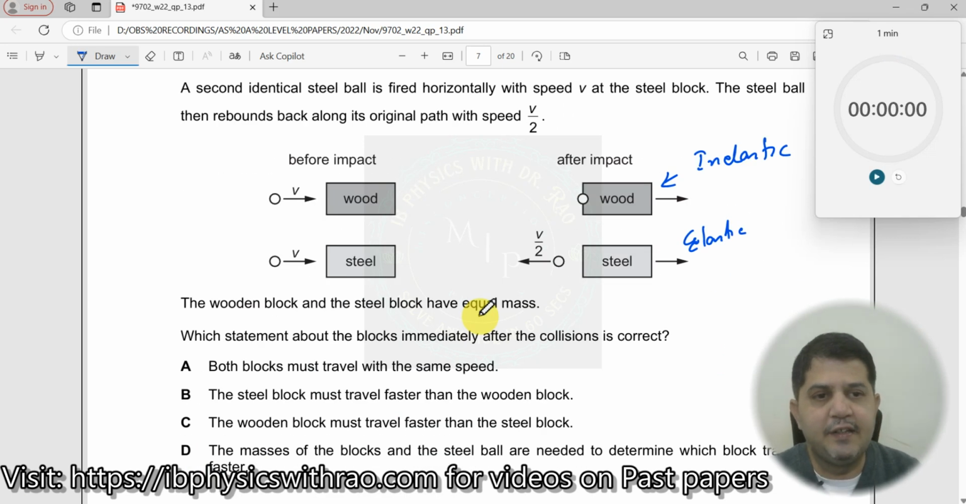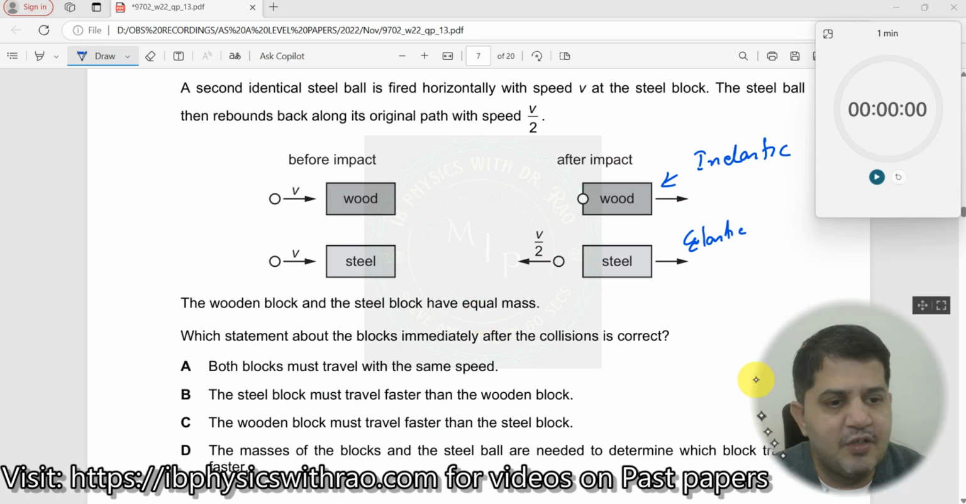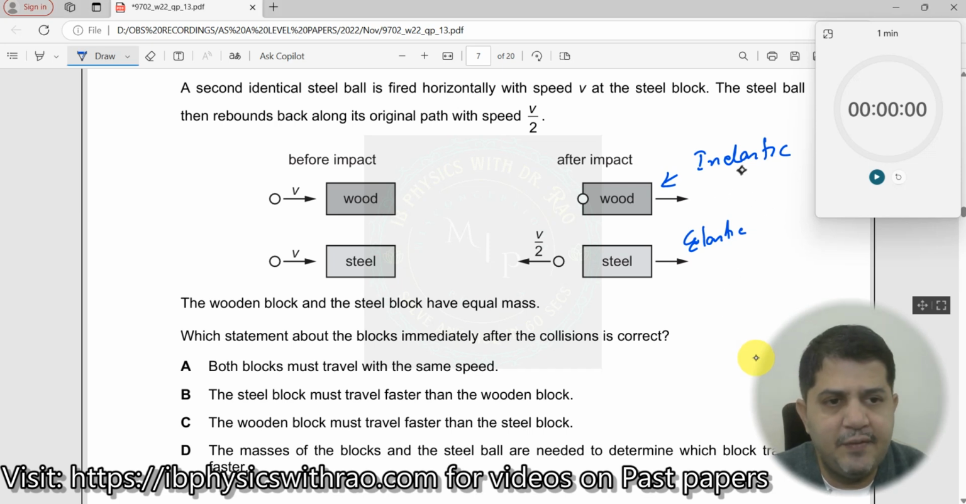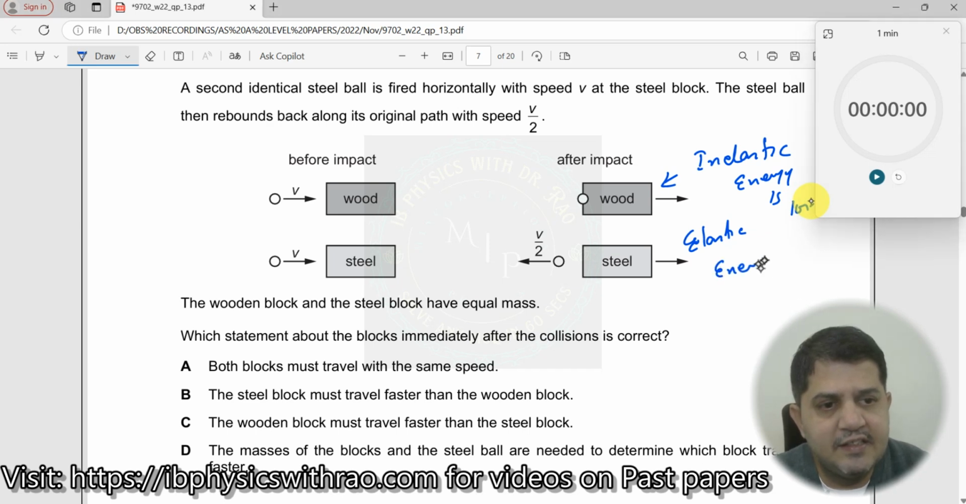Now, what do we understand from an inelastic collision? Whenever we have an inelastic collision, energy is lost in the collision, and here energy is conserved. Energy is not lost over here. Now, both blocks must travel with the same speed? No, they will definitely not travel with the same speed, because some amount of energy is lost.